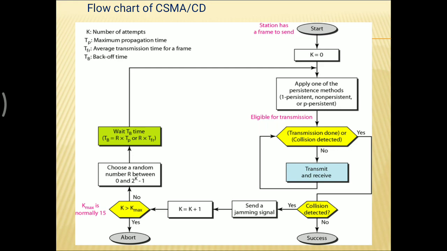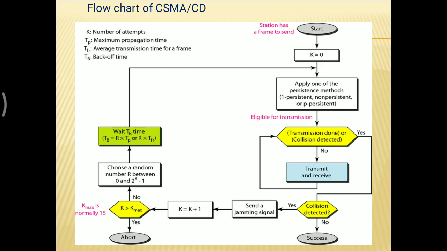After sending the jam signal, it increments the attempt using the formula k equal to k plus 1. That means if you take k equal to 0, and now we are going for the second attempt, that will be 1. For the third attempt, that is 1 plus 1, which is 2. For the fourth attempt, that is 3, like that. Here we are choosing a probability of times. Maximum in CSMA/CD, the k max is normally 15 times. If the k max of 15 times is over, then the station's frame will be aborted at this place.